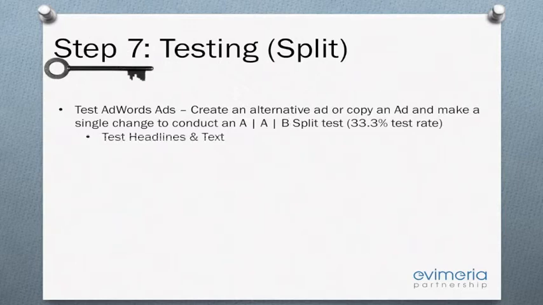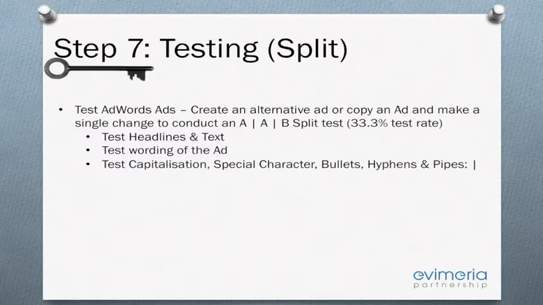So the types of things we can test on an ad are the headlines and of course the text of the ad, the wording of the ad. We can insert capitalization, special characters, bullets, hyphens and pipes to make your ad look a little different.